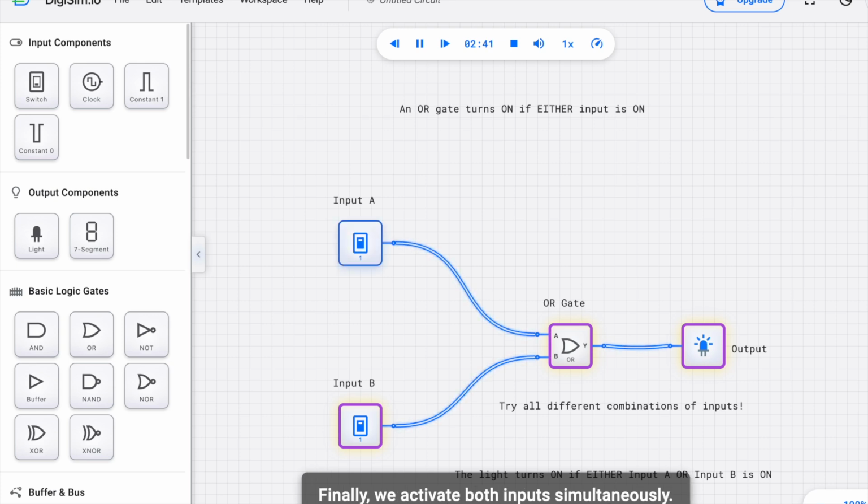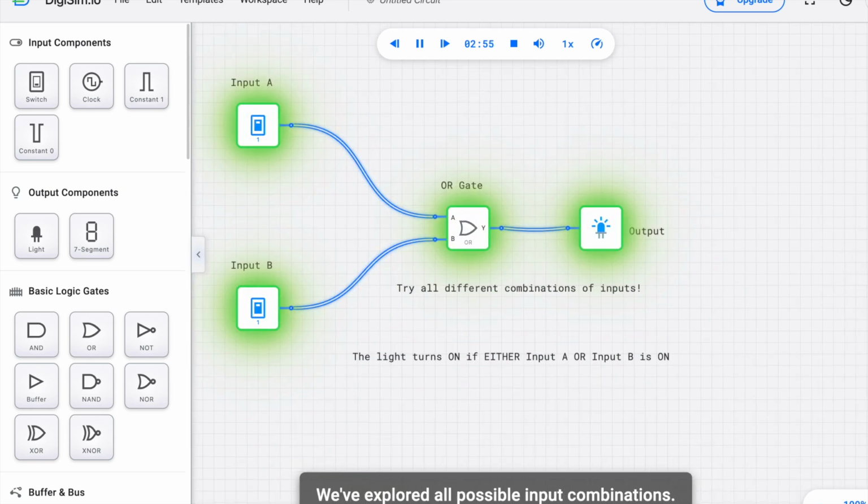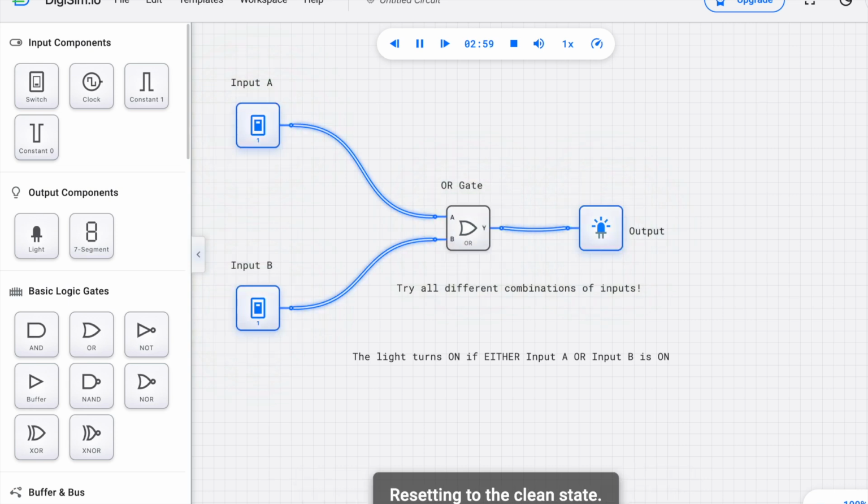Finally, we activate both inputs simultaneously. Both inputs high produces the expected high output. The entire signal path lights up when both inputs are active. We've explored all possible input combinations. Resetting to the clean state.